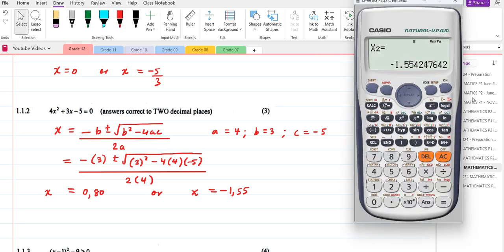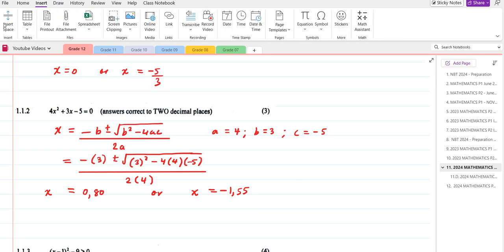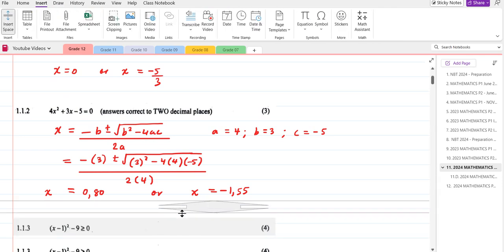Otherwise, type out this entire thing as we have it here, in mode 1. Put your fraction button, so it's minus 3 minus the square root of 3 squared is 9, minus 4 times 4 is 16 times minus 5, divided by 2 times 4 is 8. As you can see, that's the answer, minus 1,55. And if I change this minus into a plus, I'm getting 0,80. So I hope you guys understood that. It's nice to have this calculator because it makes life simple.